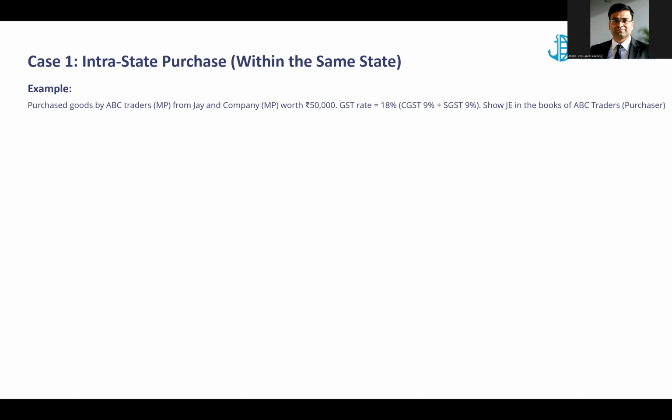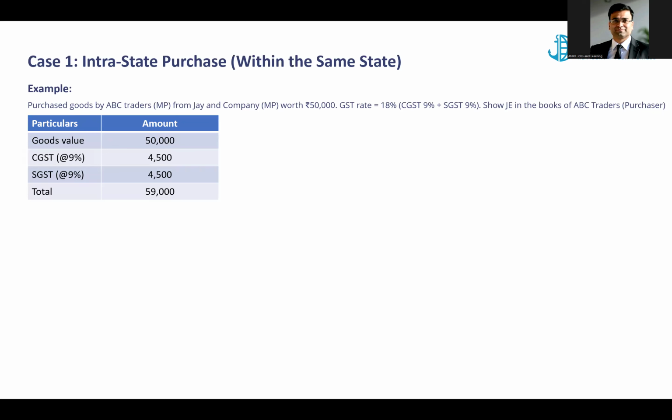So this is an example. Let's read the example. Purchase goods by ABC Traders in MP from Jay and Company, which is also in MP, worth 50,000. GST rate is 18%. Since it is intra-state, there will be CGST and SGST, which will be 9% both. So total GST will become 18%, right? Now we have to pass the entry in the books of purchaser, which is ABC Traders, and we will assume that the transaction has happened on credit basis.